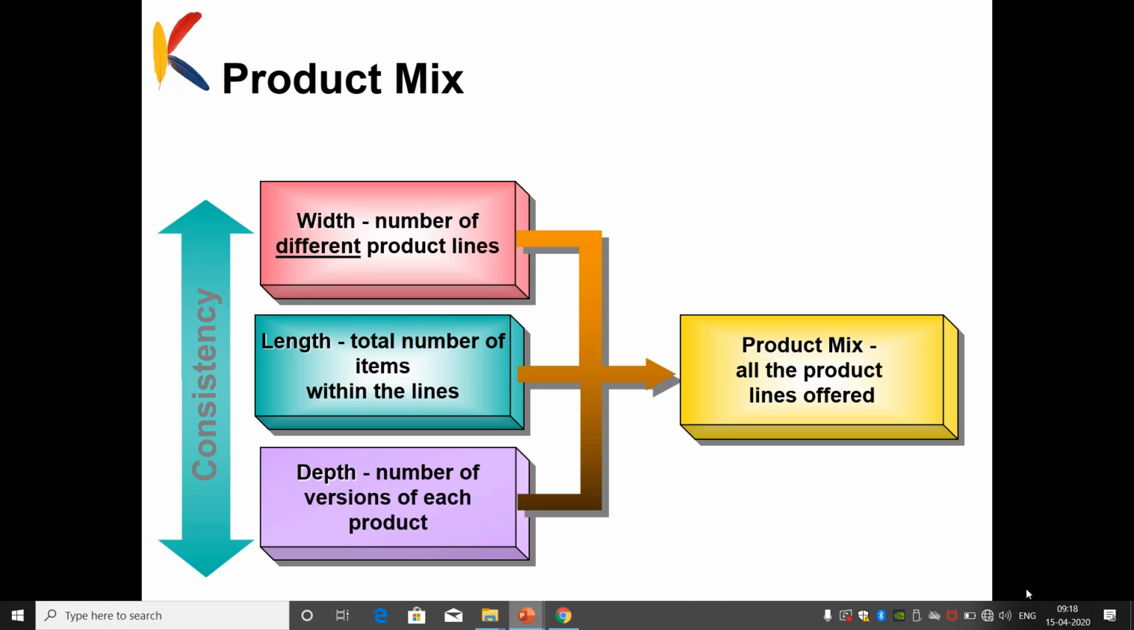Let's say when we talk about Lux, there are different types of Lux. There is Lux Velvet, there is Lux Sandal, there is Lux Rose. So these are different kinds of variants, which is called product depth, and all of that needs to be consistent with a particular product class. So a product mix is basically a combination of all the product lines offered by a company, right? So the number of product lines is called width, the number of items in each product line is called length, and the number of variants is called depth.